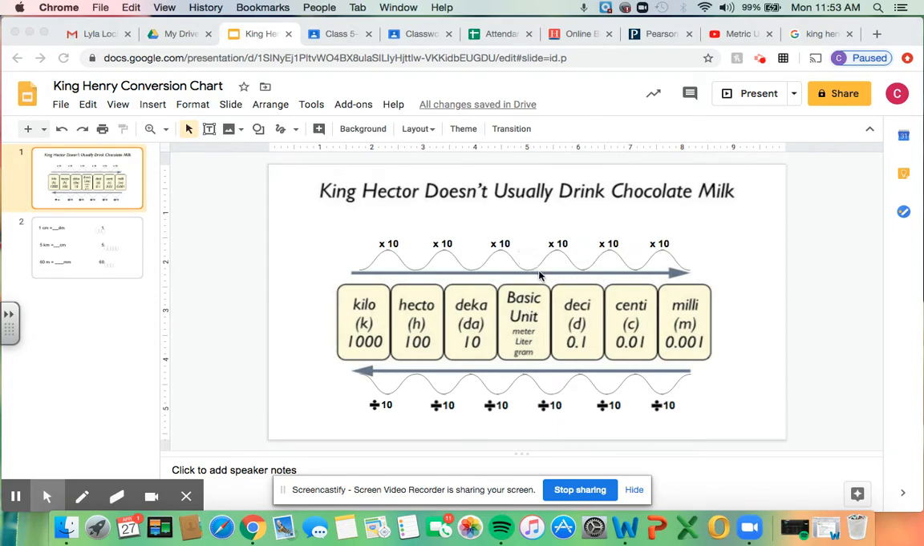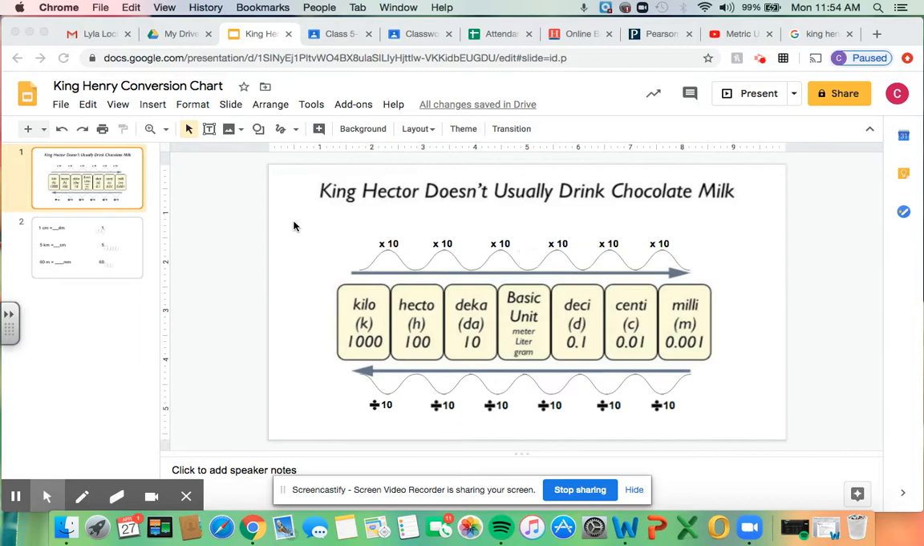So here's how it works. When you're moving from a smaller unit like milli all the way to a larger unit like kilo, you're going in this direction as you see on the arrow. When you're going in this direction from smallest unit to largest unit, every time you move a unit, like so, you're going to be dividing further by 10. When you're going from larger unit to smaller unit, you're going to be going in this direction as the arrow shows you, which means every time you go from one unit to the next, you're multiplying by 10.